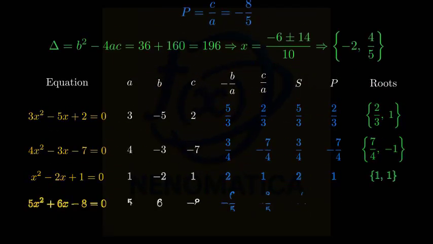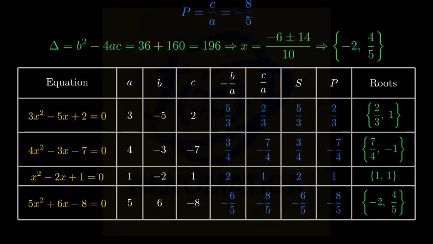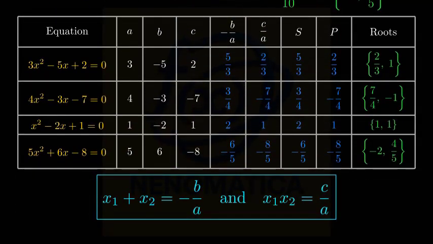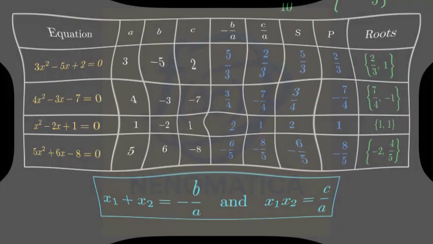Great. Let's summarize everything in a single table: coefficients, sum, product, and the roots. Key idea: the sum and product of the roots are controlled directly by the coefficients. Once you know a, b, and c, you instantly know x1 plus x2 and x1 times x2. From there, factoring or the quadratic formula reveals the roots.